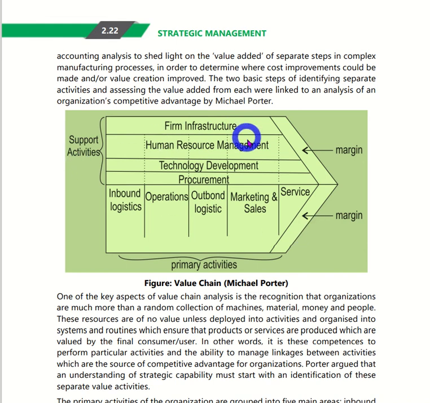The support activities are 4 in nature: procurement, technology, human resource management, and firm infrastructure. These 4 will have to exist to ensure that these 5 primary activities are appropriately supported.